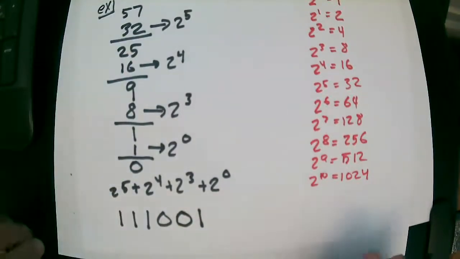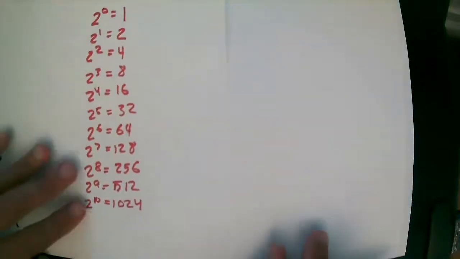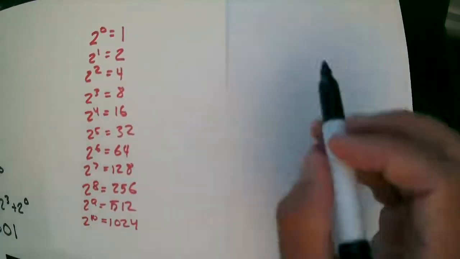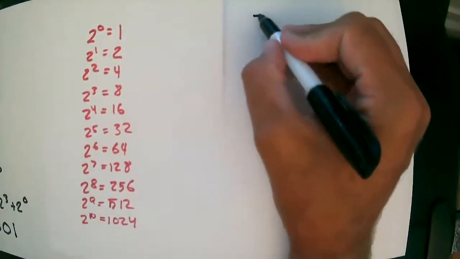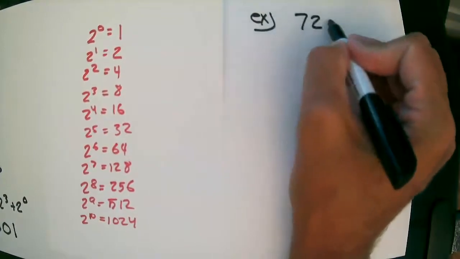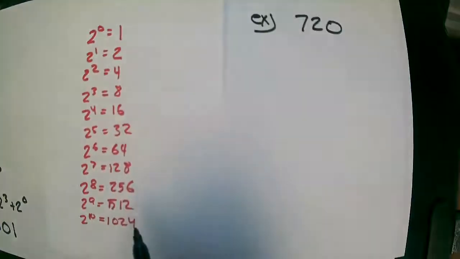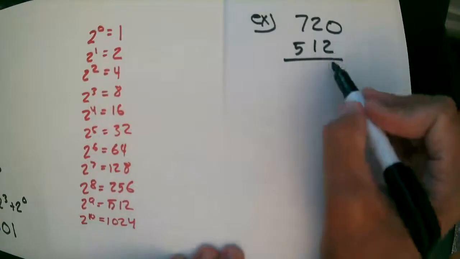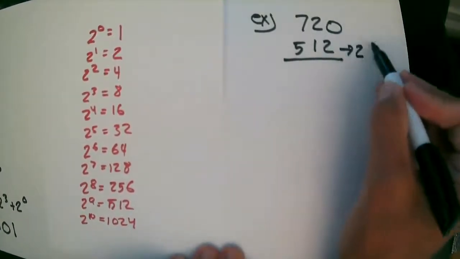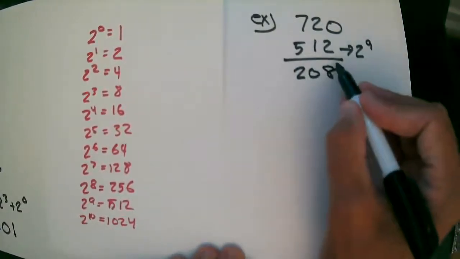All right, I'll try one more. And when I try it, I'm going to keep my little power of 2 list handy so we can use it as a cheat sheet. So let's try another example, we'll try 720. Okay, so 720, let's see. We'll go back over here. Biggest number is 512. So that's a 2 to the 9th, and we take that away, and I've got 208 left.